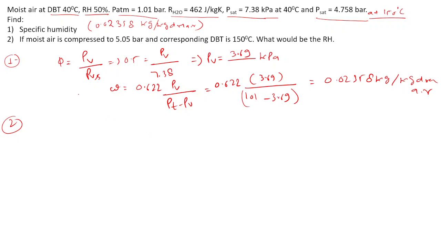So in the second problem, the moist air is compressed to 5.05 bar, means initially it is 1.01 bar. Now it is compressed to 5.05 bar. Corresponding dry bulb temperature is 150 degrees Celsius. Relative humidity they asked. What is the relative humidity? PV by PVS. So PVS for 150 degrees Celsius, you know, correct?